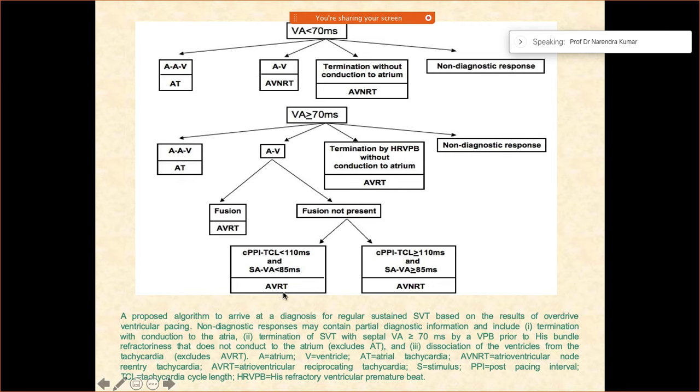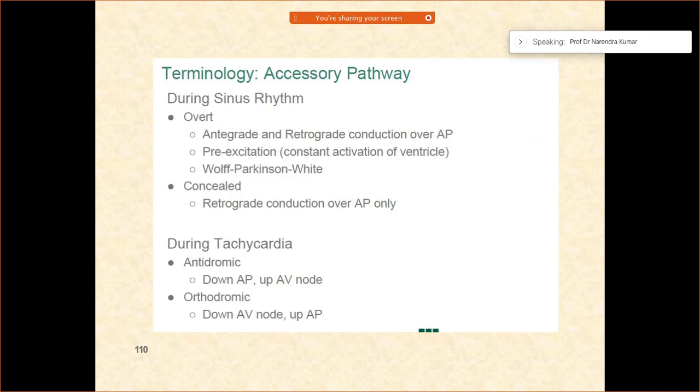AVRT has four alphabets, AVNRT has five, it's the long word. So more than 110, AVNRT; less than 110, AVRT. This is a wonderful, very beautiful summary, especially for differentiation of SVTs.